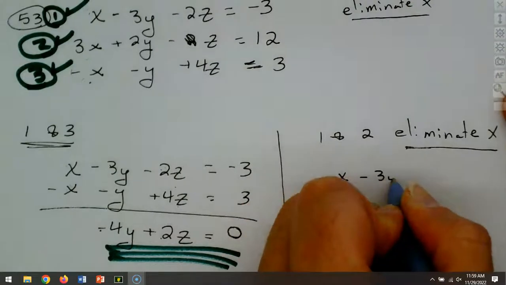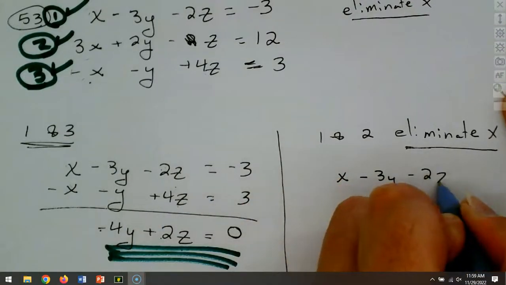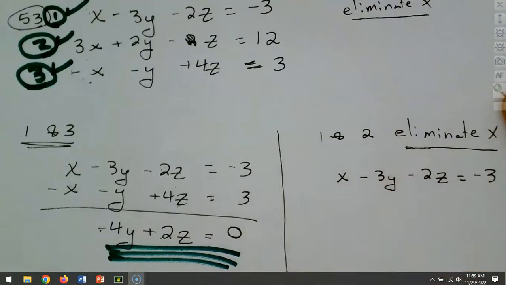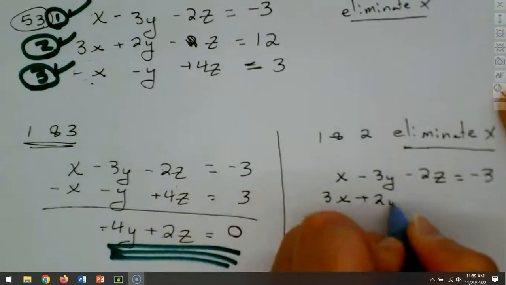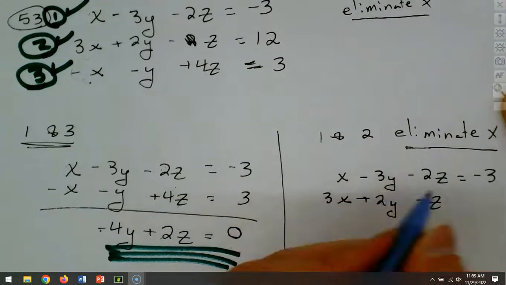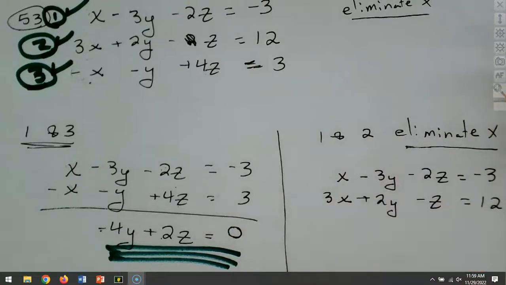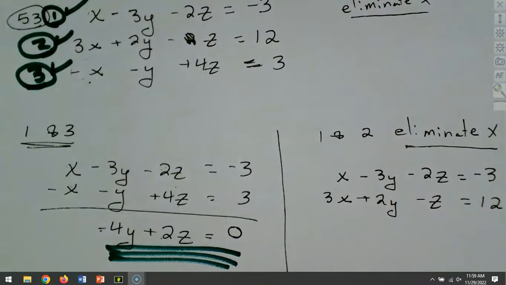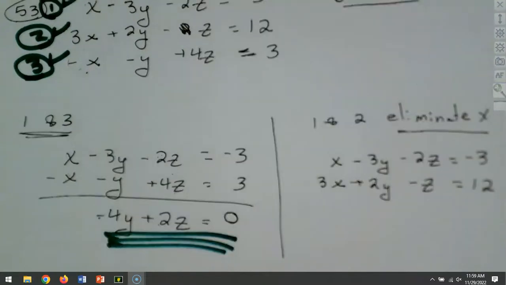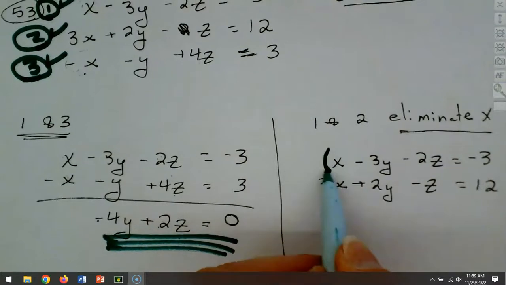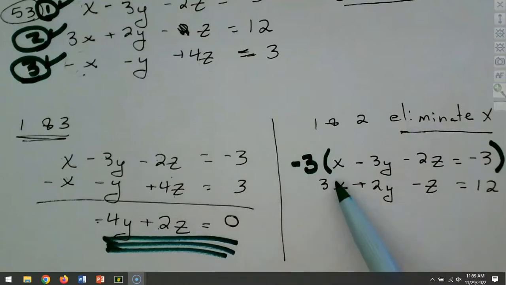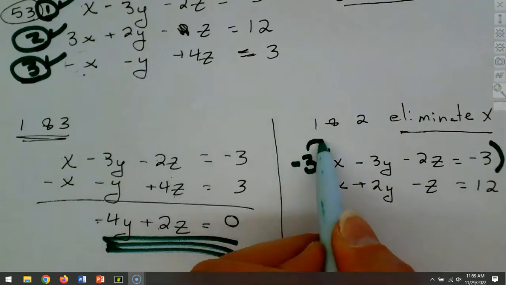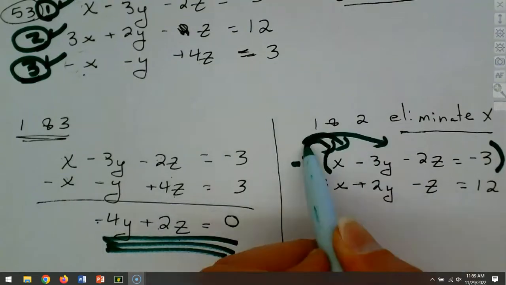So x minus 3y minus 2z equals minus 3. And our second equation is 3x plus 2y minus z equals 12. Well, we want to eliminate for the variable x. So that first equation, what am I going to have to multiply it by? Minus 3, isn't it? Right? Because that will make that then a minus 3x and a positive 3x, and that's going to go away. So distribute your minus 3 through.